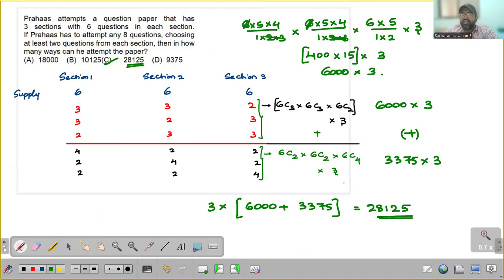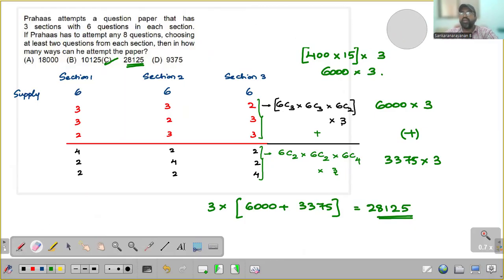Same way, you can go ahead with that 6C2 into 6C2 into 6C4. That is also happening 3 times. So like how we calculated, you can see the total will come here as 3375 into 3. It may be the first scenario or it may be the second scenario, so you have to go ahead with the addition part. So 28125, that is what you will be getting as your answer. Okay. So take a note of this question.